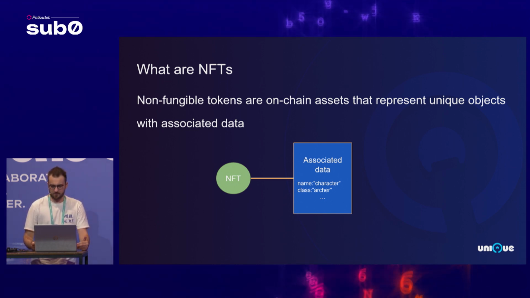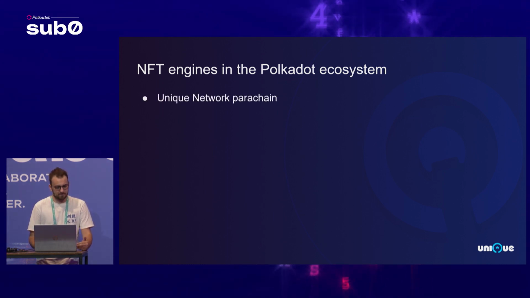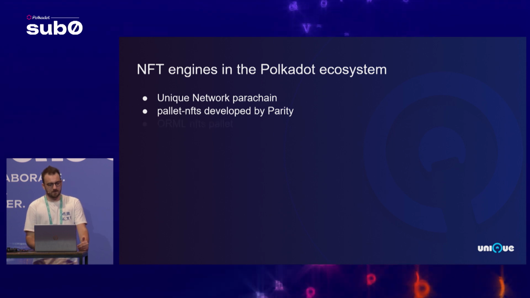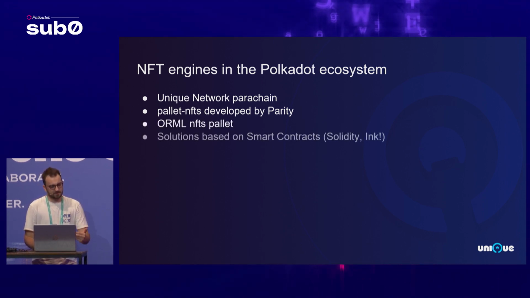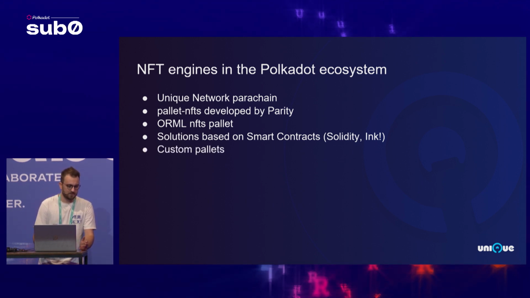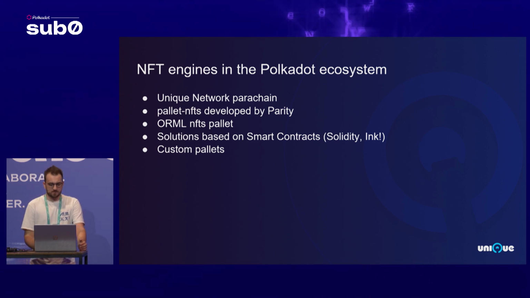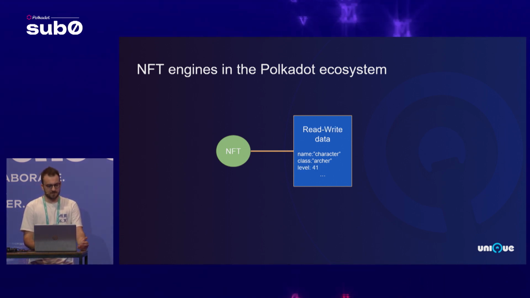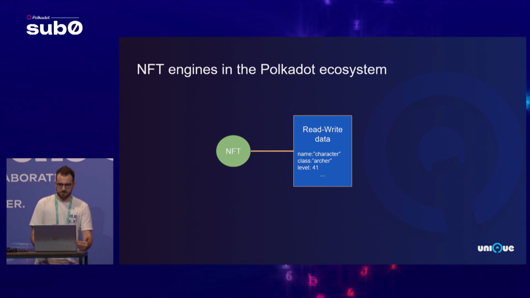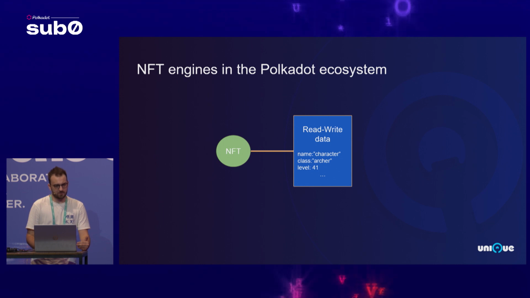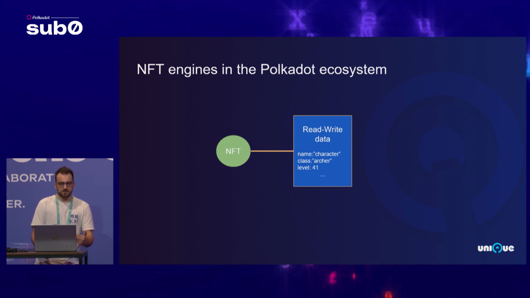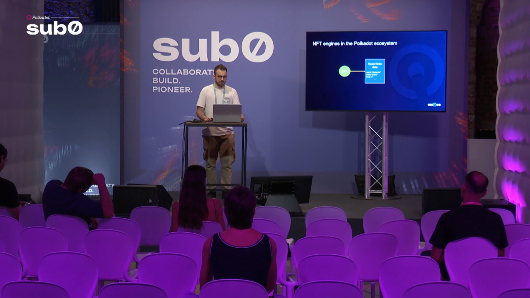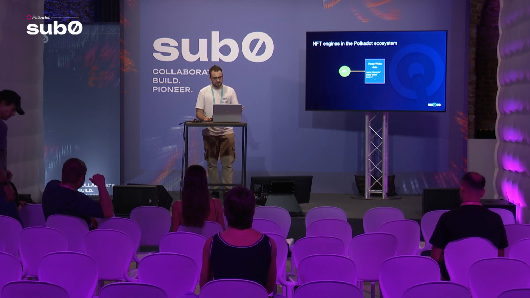Let's see what NFT engines we have in the Polkadot ecosystem. There is the Unique Network parachain, Pallet NFTs developed by Parity, the Open Runtime Module Library NFTs pallet, solutions based on smart contracts, and custom pallets. Some of them provide mechanisms only to bind immutable data to an NFT on creation. Others also allow users to modify NFT metadata. Also, it is possible to set up different access control systems, so only authorized accounts can modify NFT metadata. Notably, such a system can allow smart contracts to interact with an NFT and put some data into it, making an NFT an on-chain shared variable with given fields, similar to an instance of a class in a programming language.